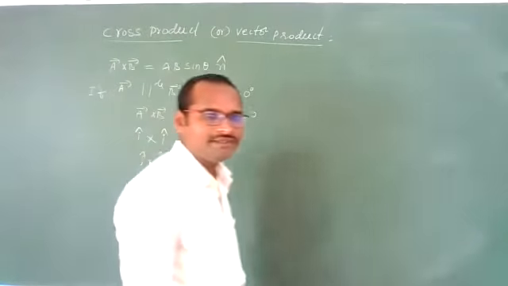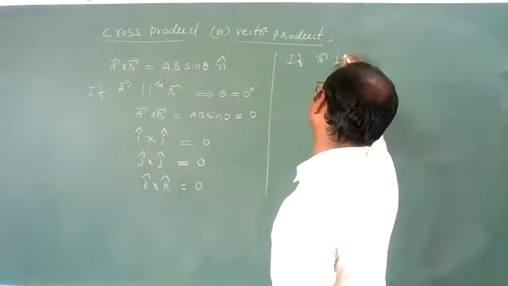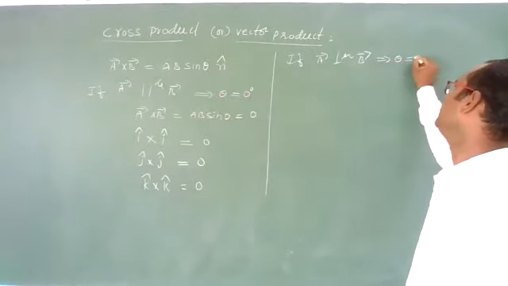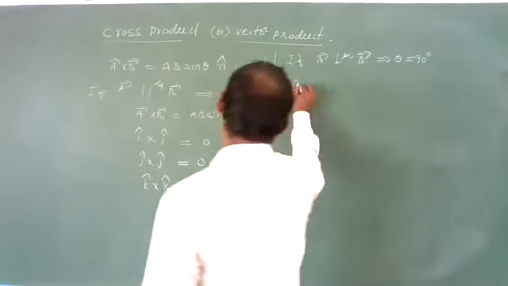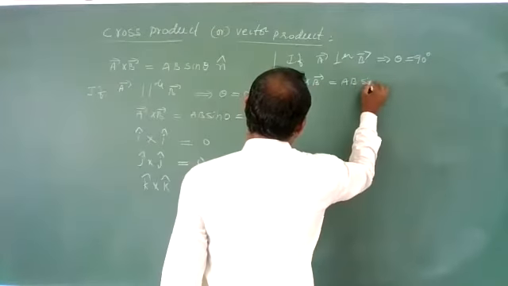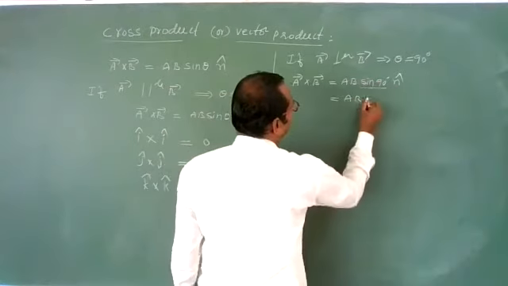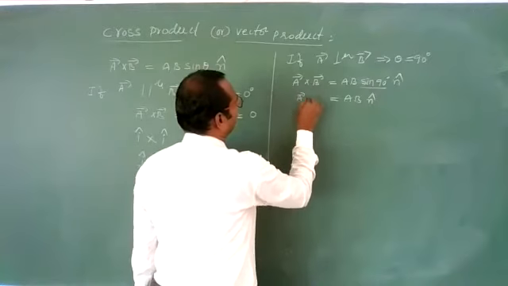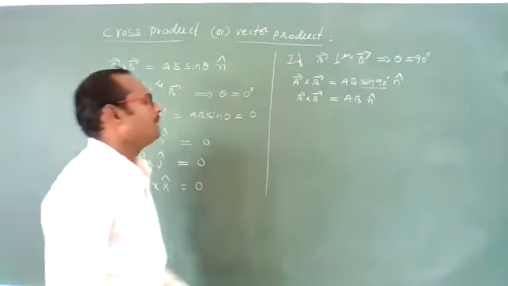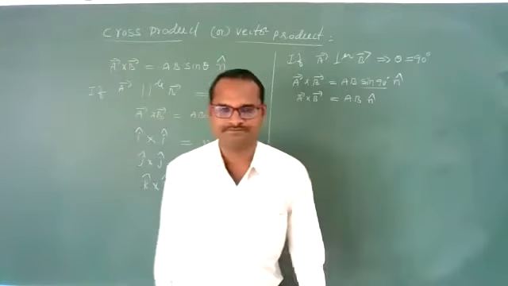Remember this point. And students, if A bar is perpendicular to B bar, then what will theta be? Theta will be 90 degrees. Then what will A bar cross B bar be? A bar cross B bar will be equal to AB sin 90 degrees into n cap. So AB sin 90 is 1 into n cap. Remember this: the magnitude of the two vectors and a unit vector perpendicular to A and B.